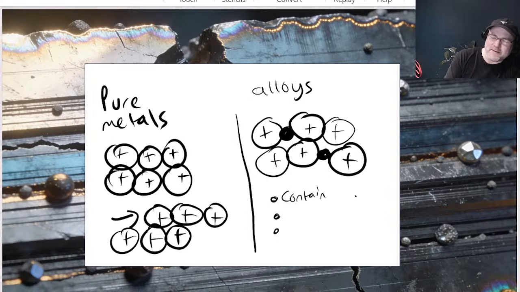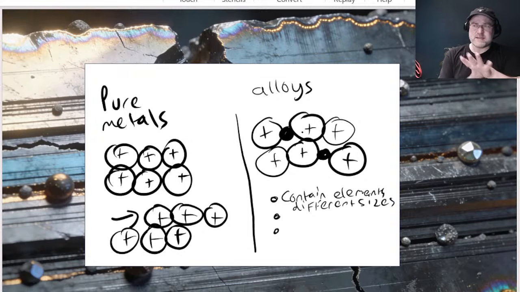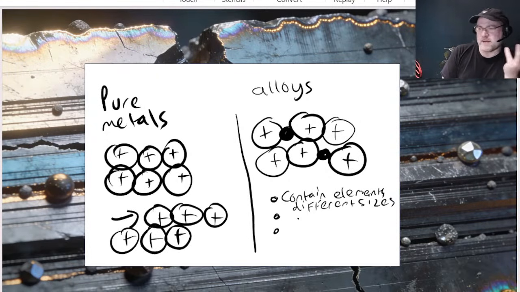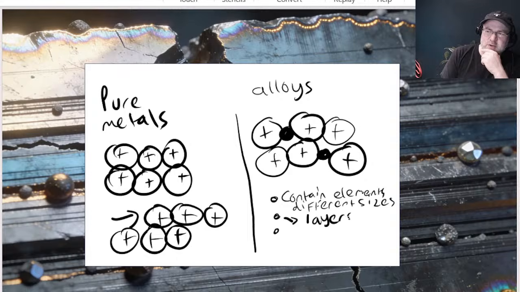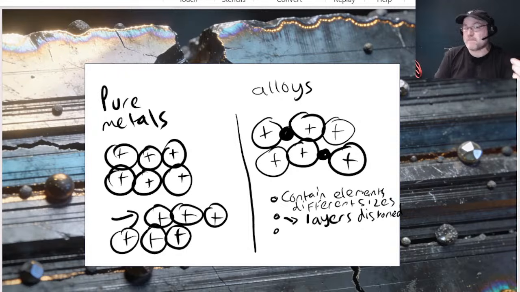They contain elements of different sizes. Hopefully you can see from my incredible drawing, level 4 GCSE art, that these elements are of different sizes. You can get excited and say they contain more than one element of different sizes if you want, but I ain't got that kind of room. So they contain elements of different sizes. You can then use a whole number of things for this. Layers, distorted. You can say deform the layers, disrupted the layers.